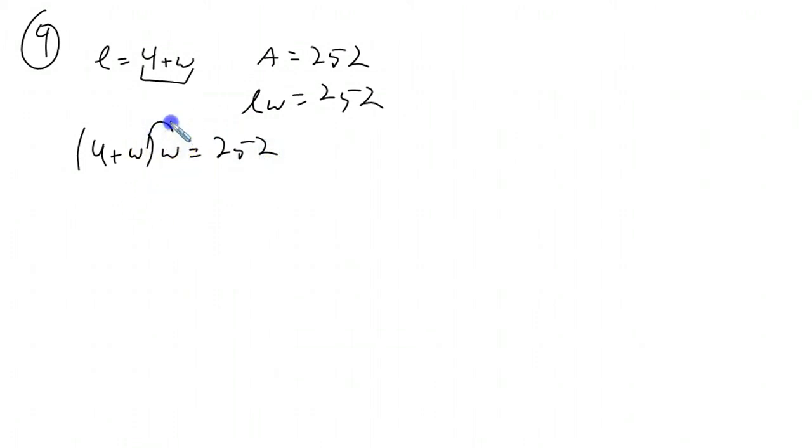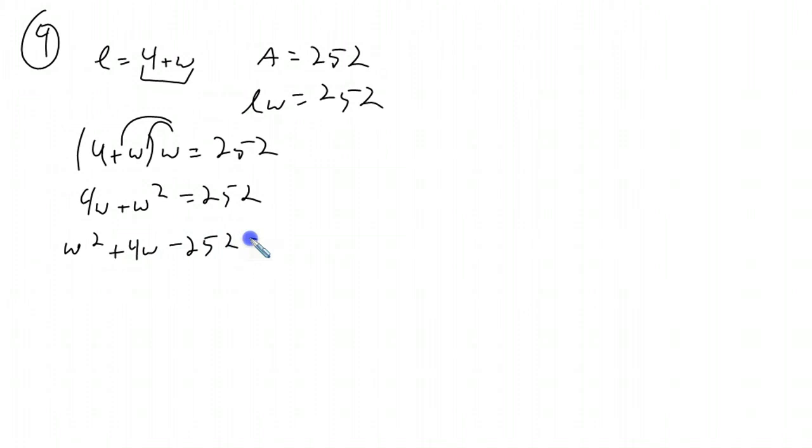So then once again, just like the last one, distribute the W to both of them. So we'll have 4W plus W squared equals 252. Move over the 252 and put these in order. So W squared plus 4W minus 252 equals 0. And we're ready to factor or solve our quadratic. But once again, I'm just going to use the calculator and get my W's, which in this instance we will get W is negative 18 and W is 14.